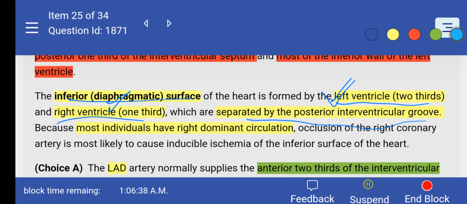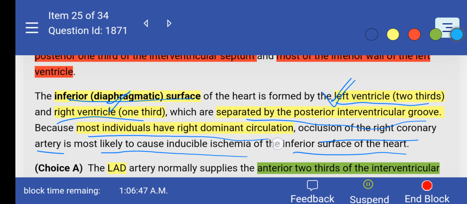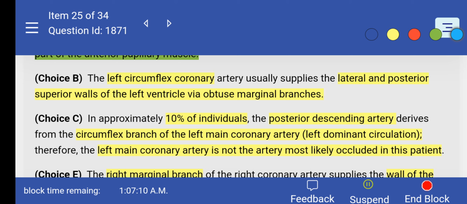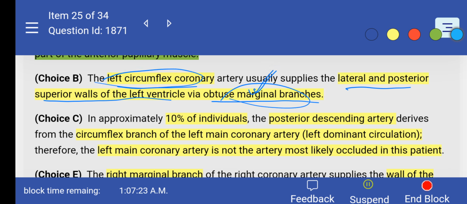Because most individuals have right dominant circulation, occlusion of the right coronary artery is most likely to cause inducible ischemia of the inferior surface of the heart, right? Why not option A? Because the LAD normally supplies the anterior two-thirds of the interventricular septum by septal branches, the anterior wall of the left ventricle by diagonal branches, and part of the anterior papillary muscle. Then why not option B? The left circumflex coronary artery usually supplies the lateral and posterior superior walls of the left ventricle via obtuse marginal branches.